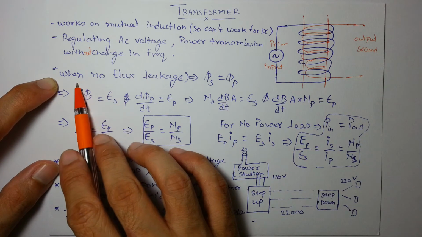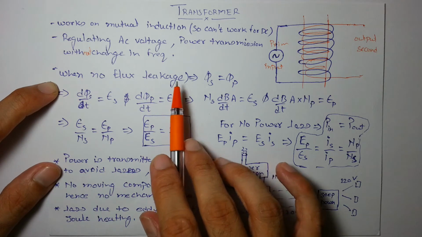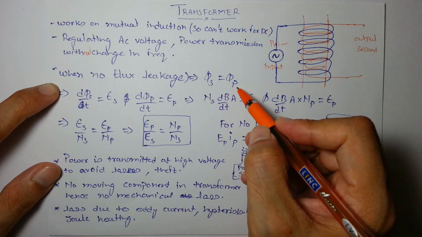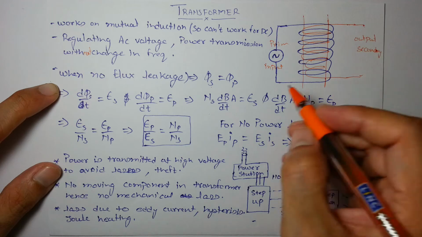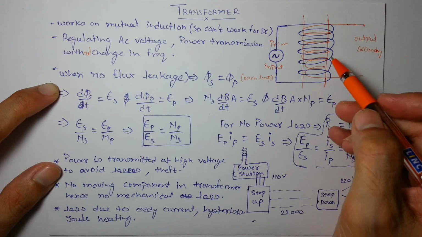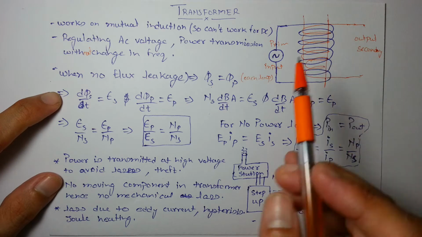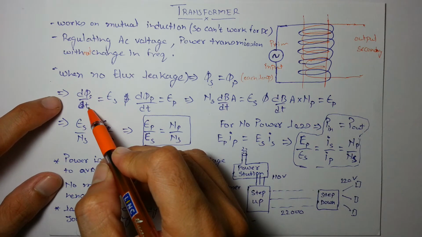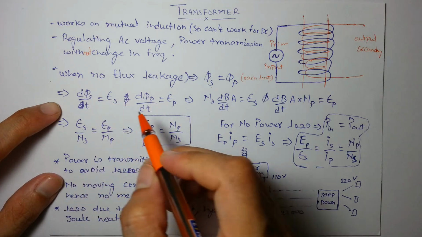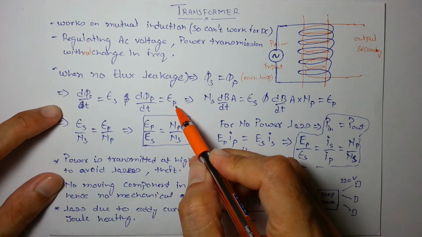So what we can assume, when no flux is leaked or there is no flux leakage, is that the flux through secondary or primary, I'm talking about each loop, will be the same, as they are made up of almost equal area and the same field is passing through them. So d phi by dt, the rate of change of flux in secondary, is nothing but EMF induced in secondary, and the rate of change of flux in primary is the EMF induced in this.